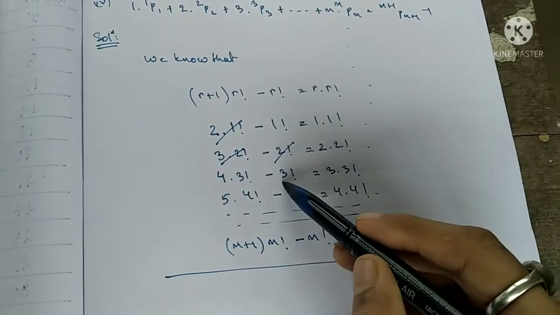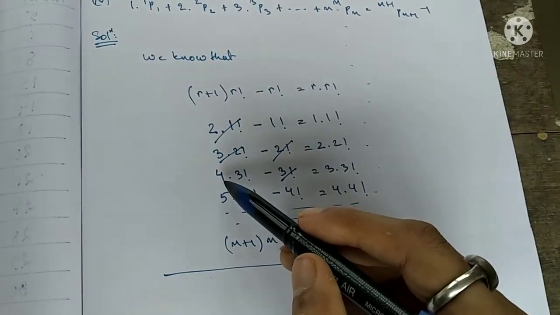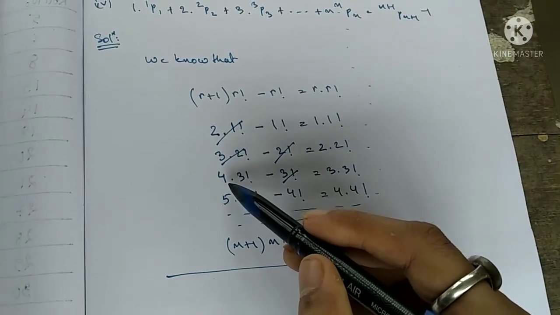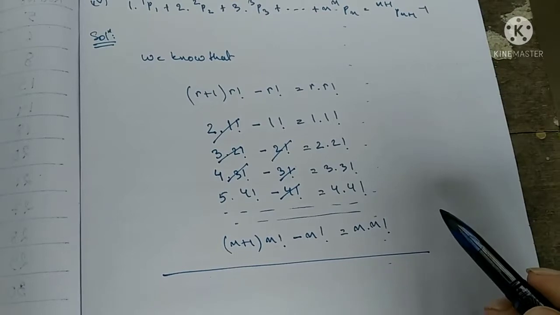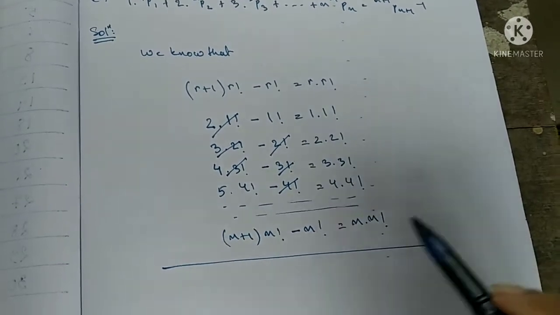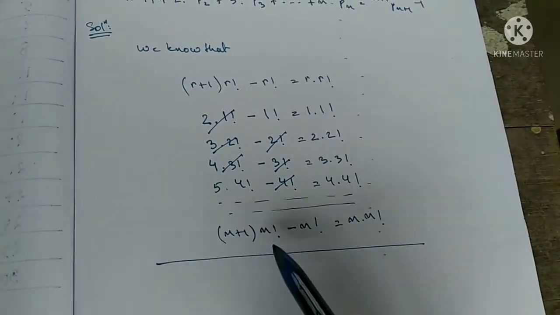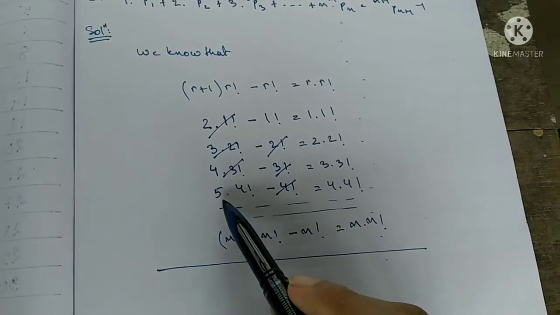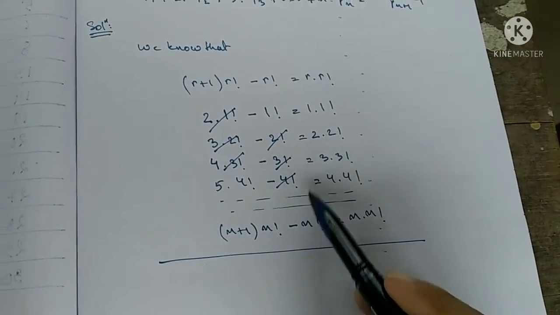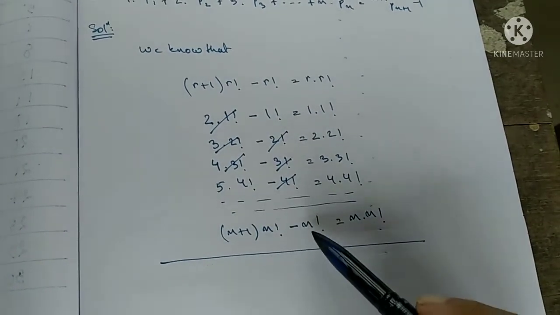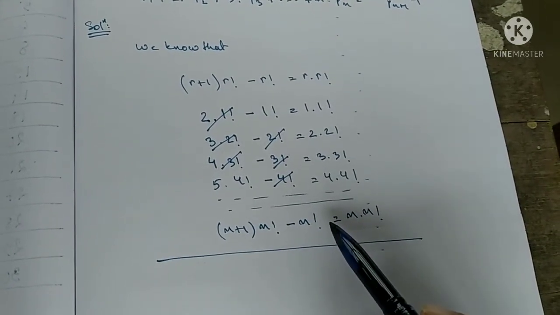So this one and this one I can cut. Similarly, 4 into 3 factorial means 4 factorial. So 4 factorial minus 4 factorial, this one I can cut. So ultimately here what remained is, okay, similarly this is 5 into 4 factorial, means 5 factorial, and then again 5 factorial will cut, and like that it will go on, and this n factorial also it will cut.